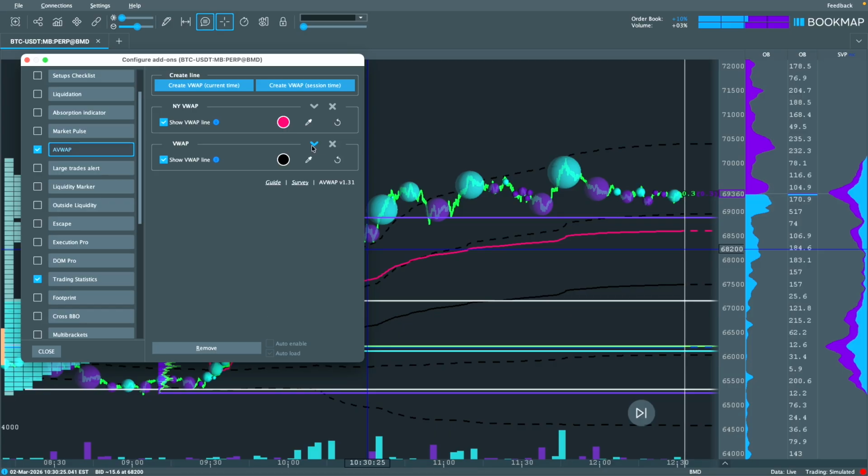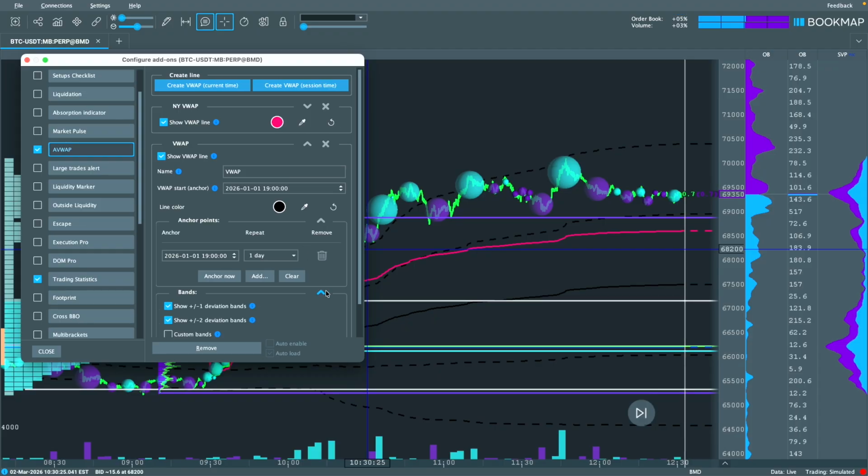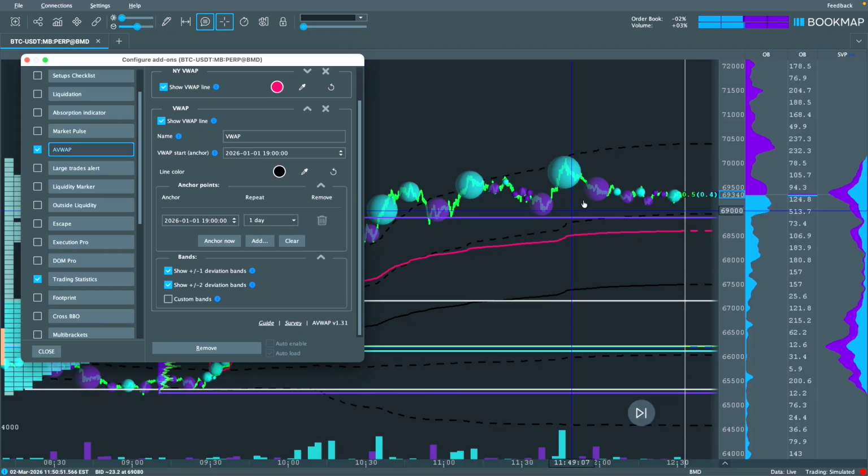We also enable the standard deviation bands, which show how far price has extended away from that average value. So these bands do not provide trade signals alone, but they do help you understand when price is trading near value versus when it's trading at statistical extremes relative to that value.